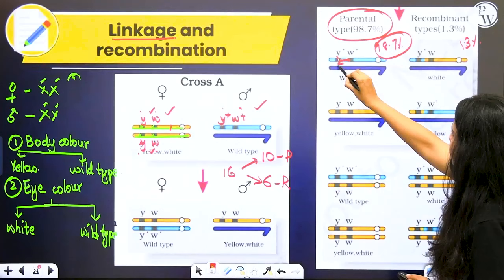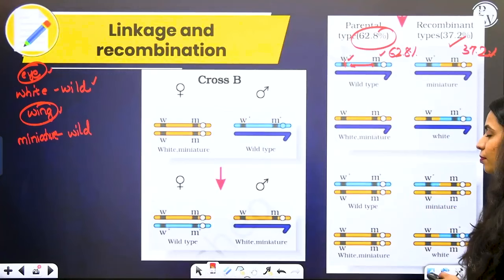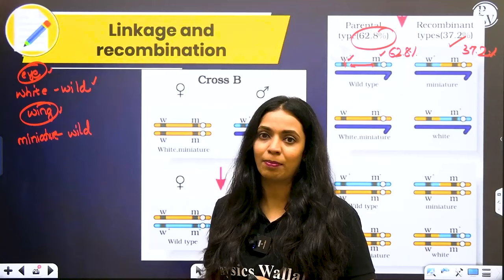Here is the position for body color. Here is the position for wing. So you can make that kind of mapping. That was in fact done by one of Thomas Hunt Morgan's students called Alfred Sturtevant. He is one of the people who pioneered genetic maps. Okay, so that's about it.